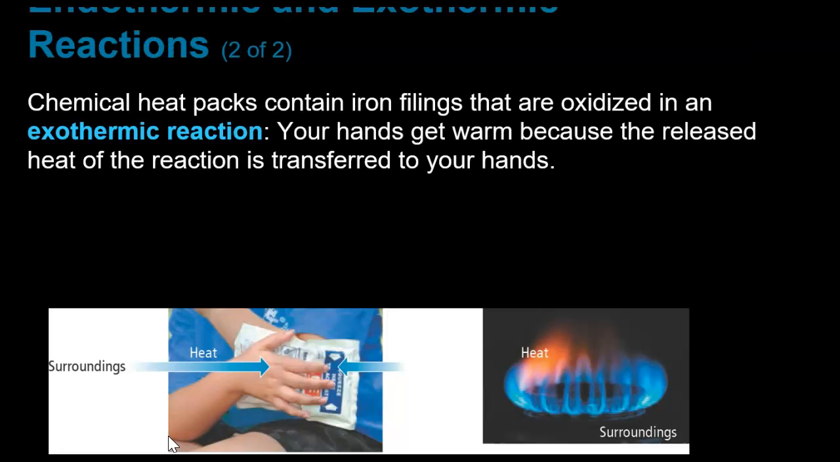When you have a chemical heat pack that contains iron filings that are oxidized, it's an exothermic reaction. What you're going to feel is your hands getting warm because of that release of heat. So the system is releasing heat into the surroundings, which in this case are your hands.